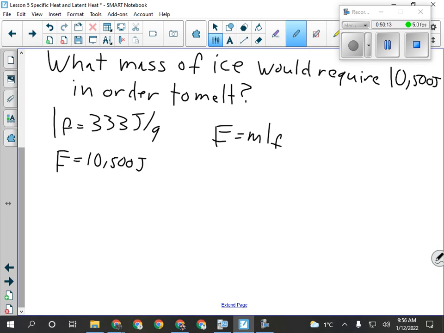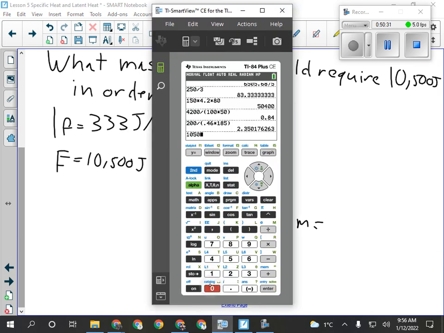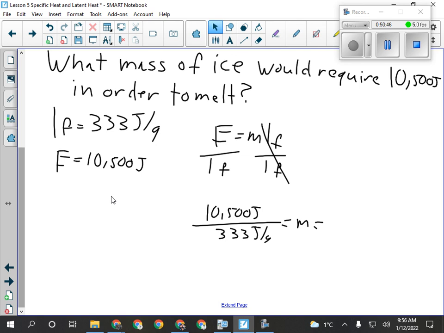E equals MLF, and I manipulate for M. So 10,500 joules divided by 333 will give me mass. So, 31.5 grams. That's about 30 milliliters of ice or so. 31.5 grams.